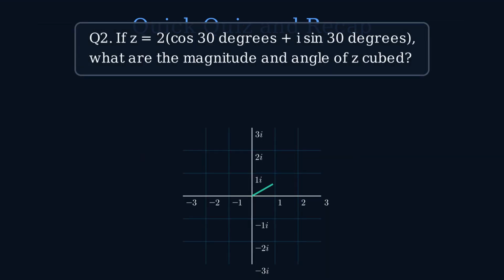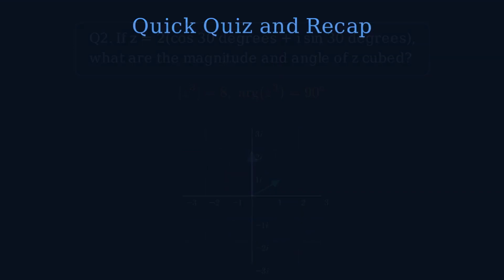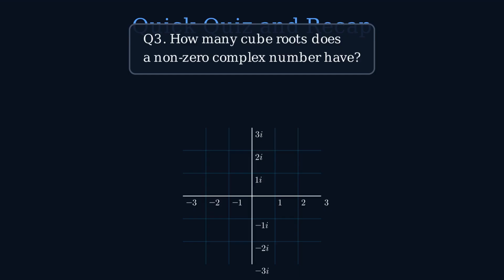Second question. If z has magnitude 2 and angle 30 degrees, then z cubed has magnitude 8 and angle 90 degrees. Powers raise the magnitude and multiply the angle. Final question. How many distinct cube roots does a non-zero complex number have? The answer is 3, and they are equally spaced on a circle, forming a regular triangle.